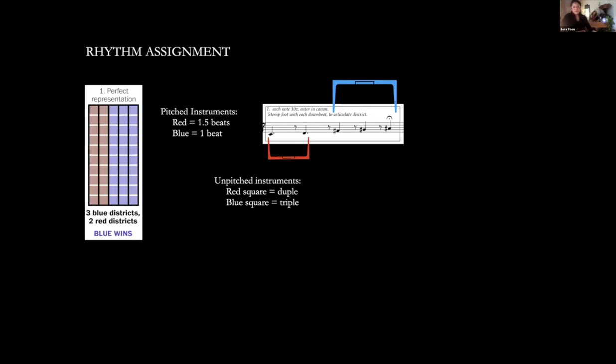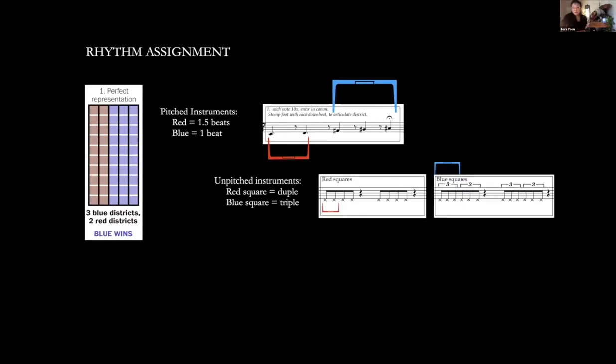Unpitched instruments, of which we have a tap artist and a spoons player, are short and carry information that is just kind of quantizing time. So the red is a duple and the blue is a triple. You see this laid out here.